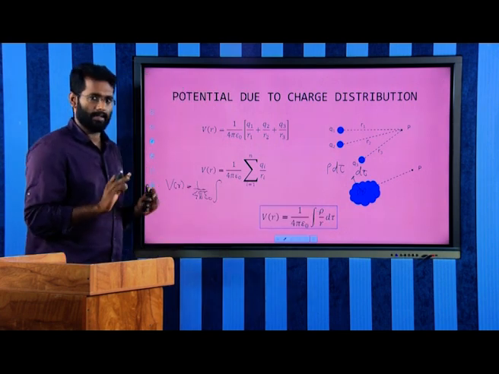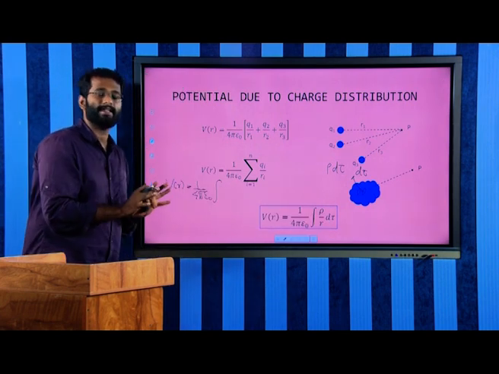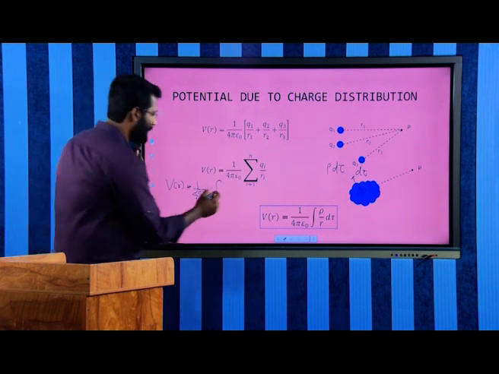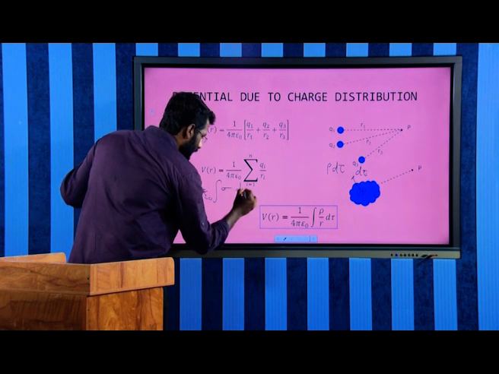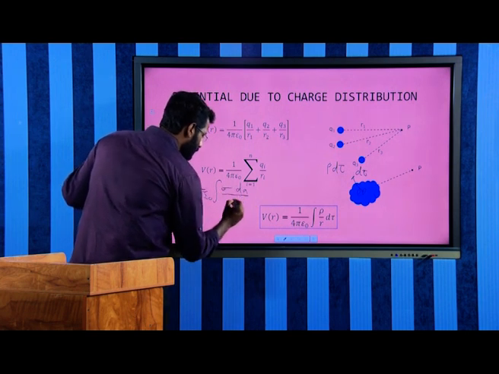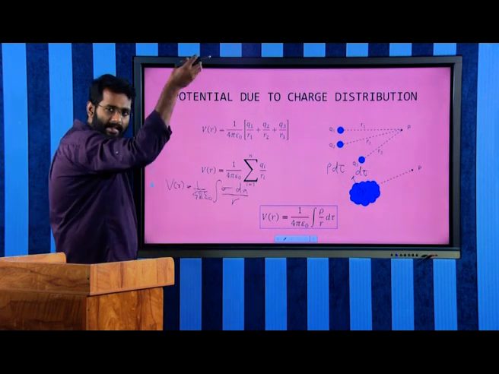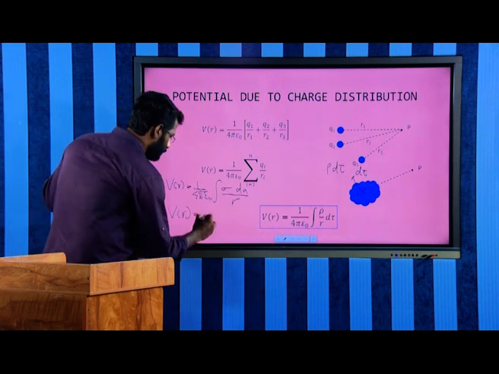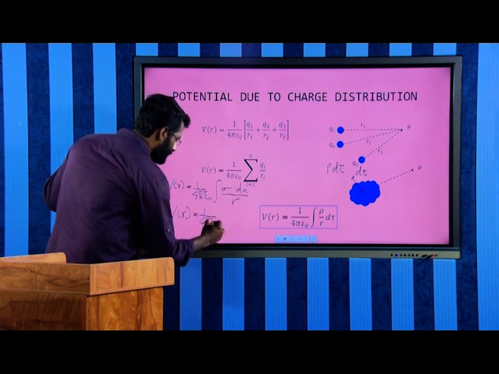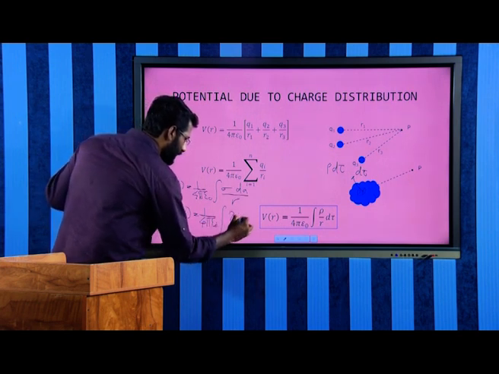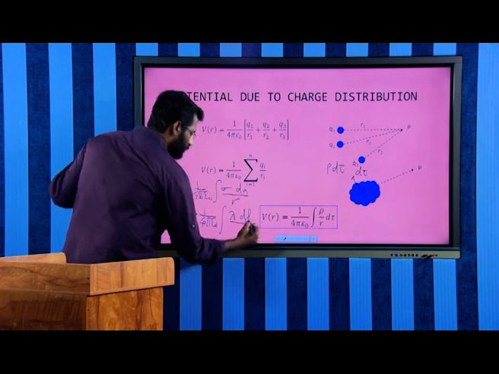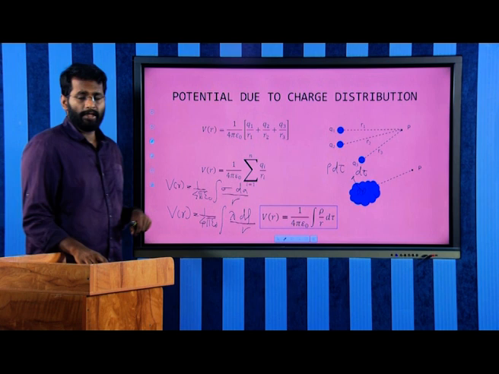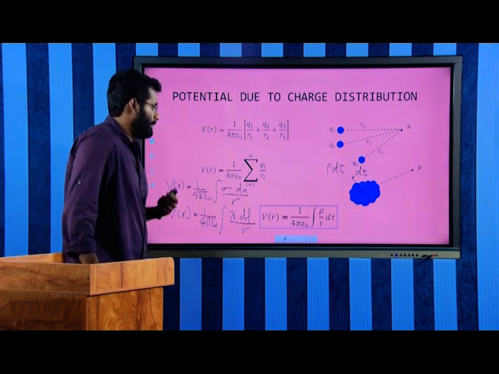is the charge. When the charges are distributed over a surface, the elemental charge becomes sigma dA, that is simply the dq by r. And if the charges are distributed along a line, this becomes V of r is equal to 1 by 4 pi epsilon 0 integral lambda dl by r. So, these three equations are enough to calculate the potential due to a finite charge distribution.